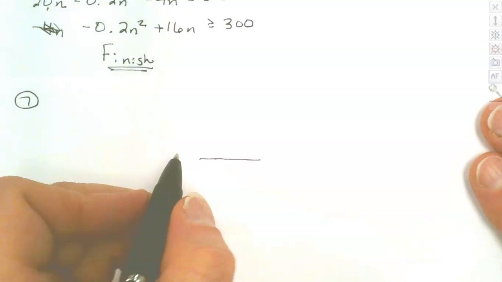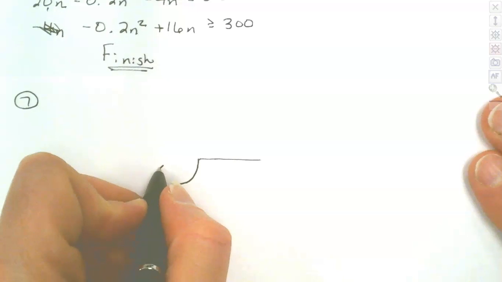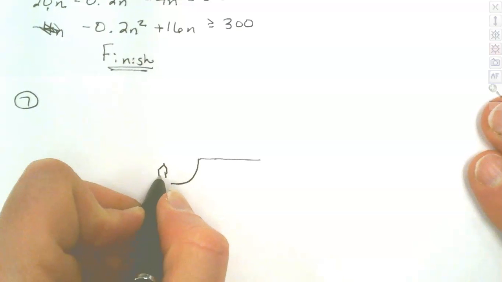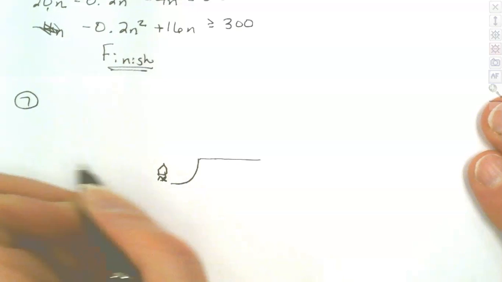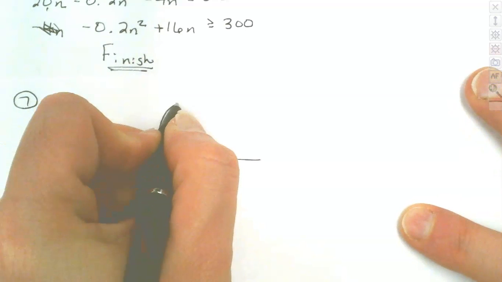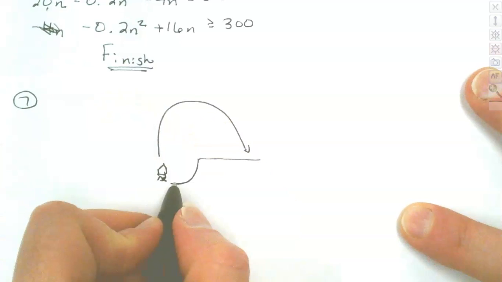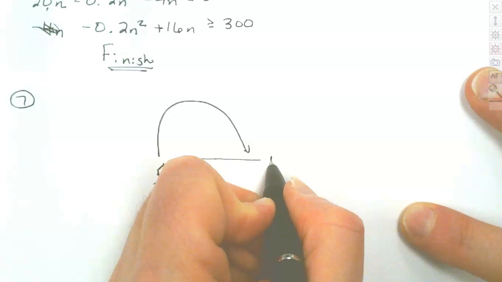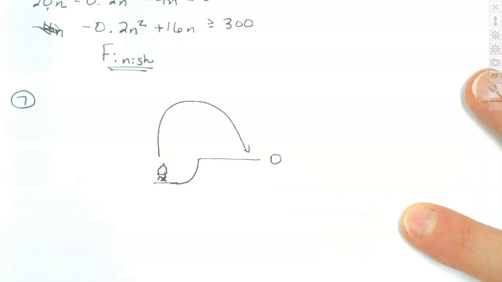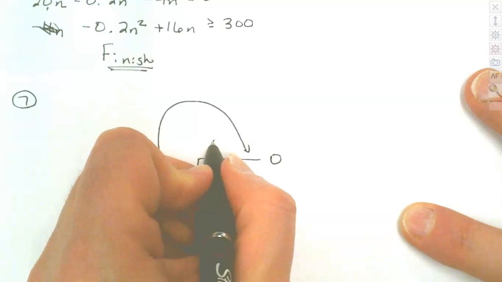So I'm on top of this cliff here, and down below in the valley is a flare. So here's the flare. I'm going to fire the flare up, and it's going to come down. This right here is 0, because that's ground level, so that's 0. And here I am here.